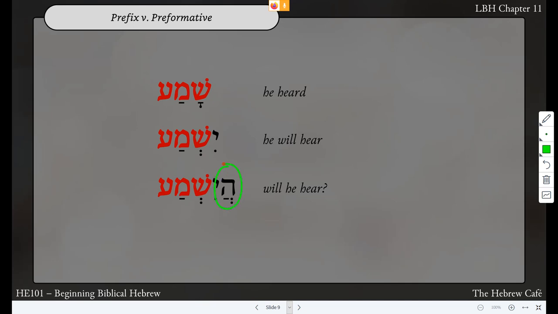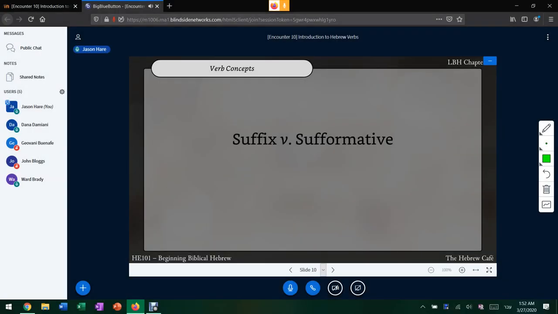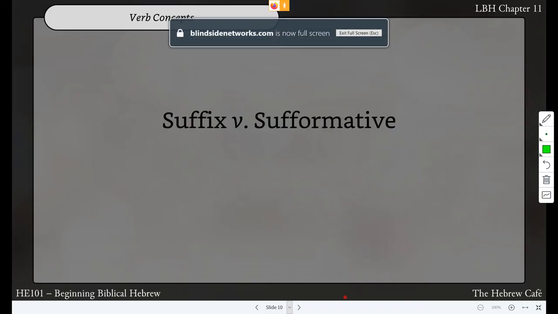So that is just an addition that asks a question yes or no. It's not part of the verbal form, so this is a prefix, but this is a preformative. Okay? That's a distinction that they're drawing. The next one is the same thing, but it's with suffixes and subformatives, which is exactly the same thing.